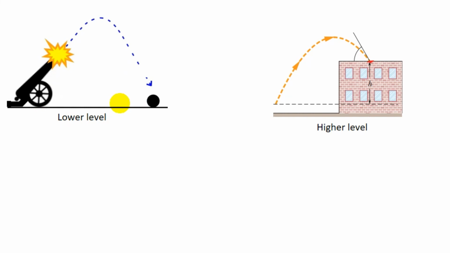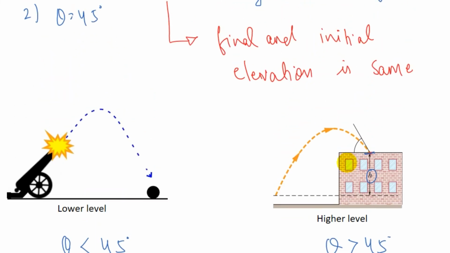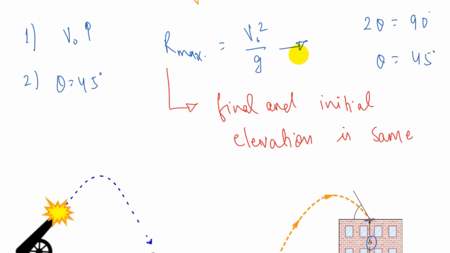In the case in which the projectile lands at the lower level, the angle for the maximum range is less than 45. If theta is less than 45 degrees, then the range will be maximum. And for the case when the projectile lands at a higher level, like here, which is h height above the initial height, we can say in this case theta should be greater than 45 degrees. Finally, this expression is valid only for the ideal case. Ideal case means when there is no air resistance.